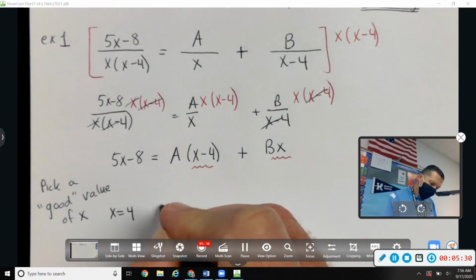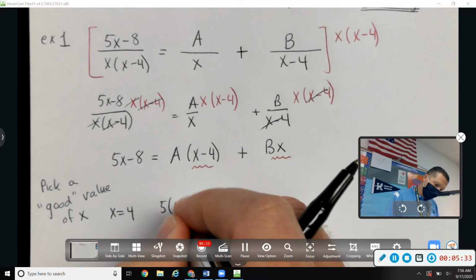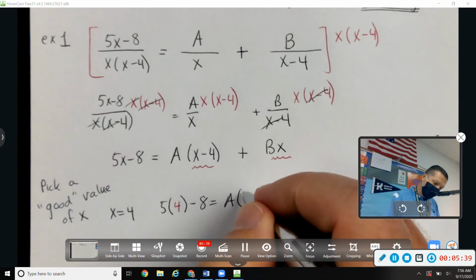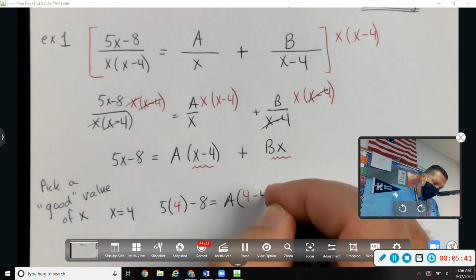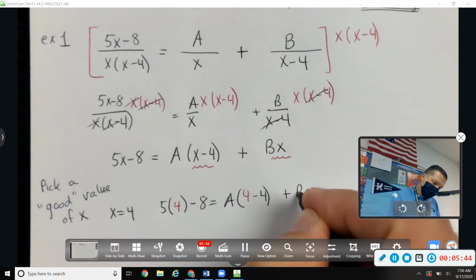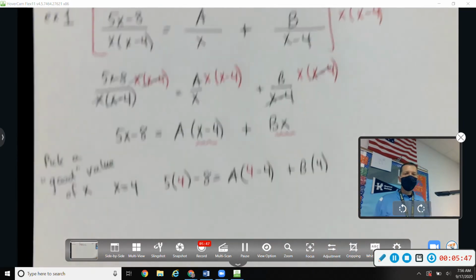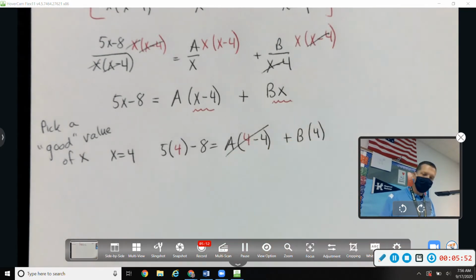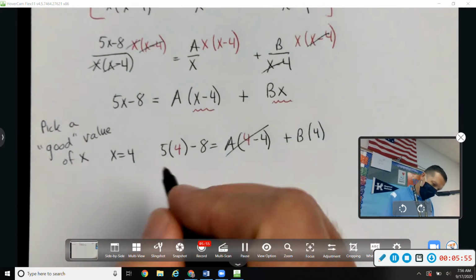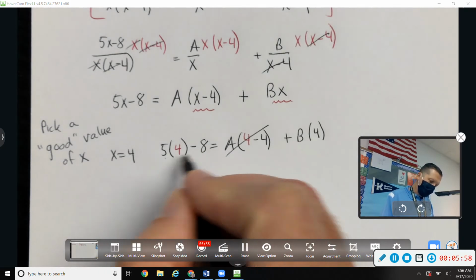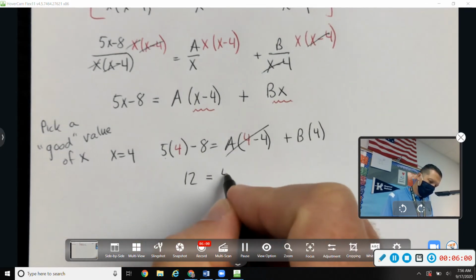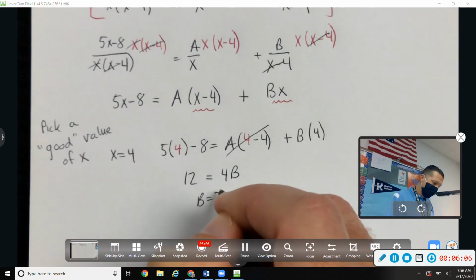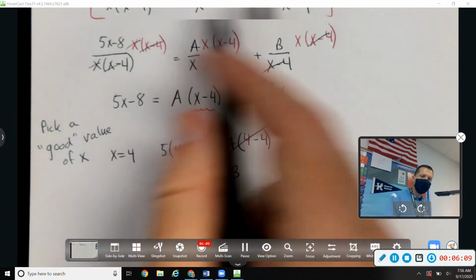So if we plug in 4 for x, we've got to plug in 4 everywhere. But we know good times are ahead because we wiped out the A term. 4 minus 4 is 0, times A is gone. So that was a great pick for x. On the left, 20 minus 8 is 12. On the right is 4B, so B equals 3. So that's part of our answer. We're looking for A and B. We just found B.